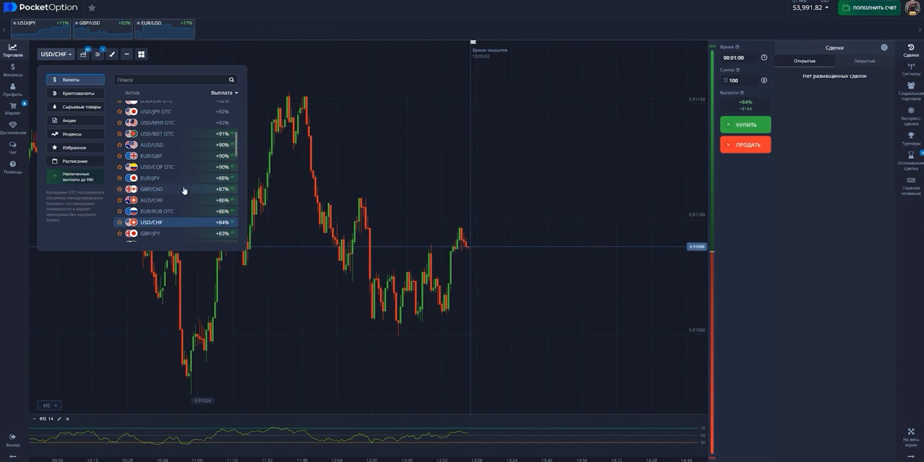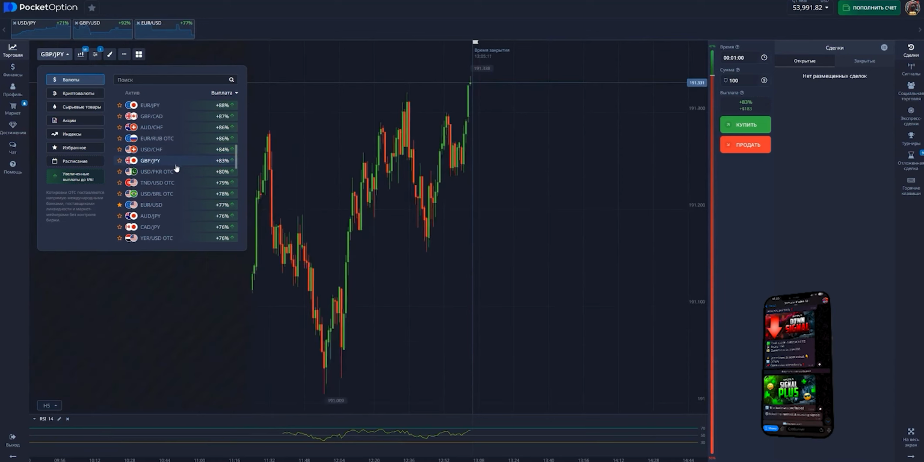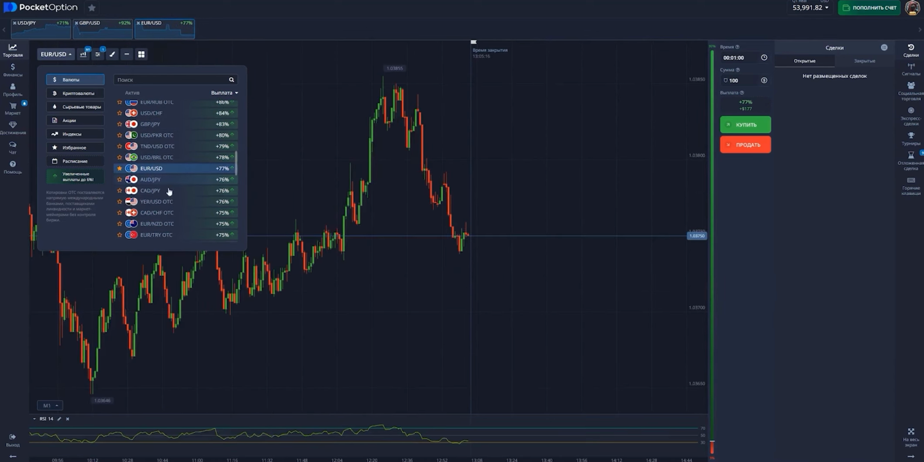But have a good deposit, at least $50, $100. That's the bare minimum, but the more comfortable deposit is $500 to $1,000. Those are the best options and they'll suit you the most.